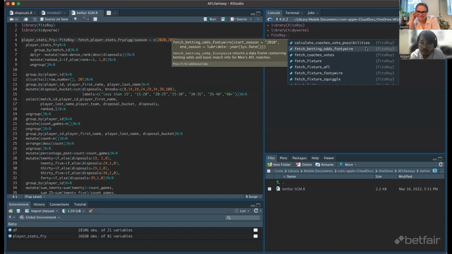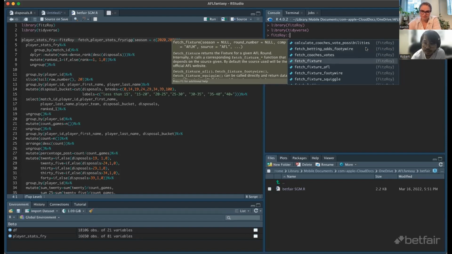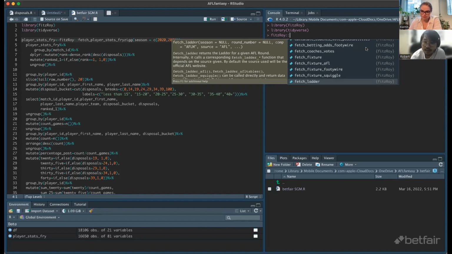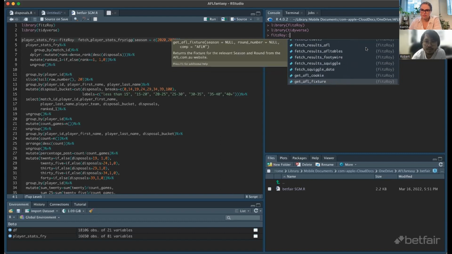You can get betting odds from FootyWire. I don't know if you hopped on FootyWire, which is a pretty cool website. On the match summary page, it has the opening odds and the closing odds of the team and the line. So maybe you want to get that. You can get the fixture, which is pretty important if you want to do something a bit more programmatic and maybe put out tips for the week or something like that. You can get data from Squiggle, AFL tables. You can get player data from AFL tables, FootyWire, the AFL website, and a whole heap of other sources.